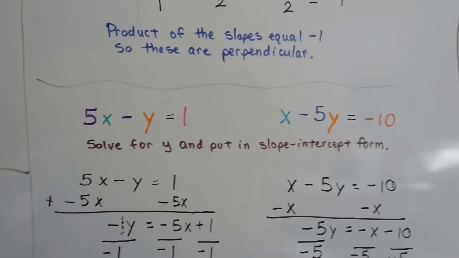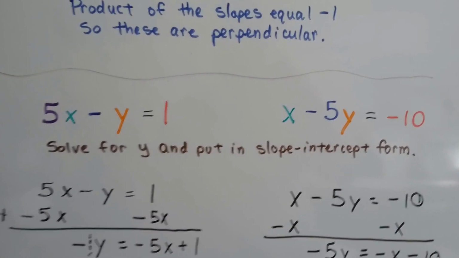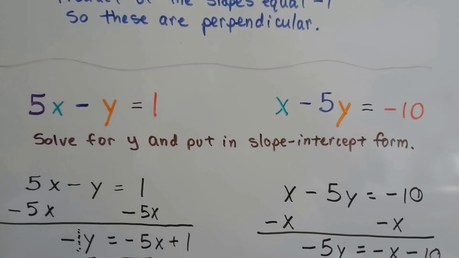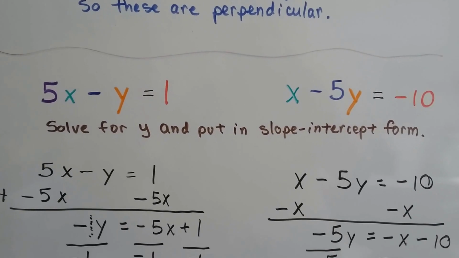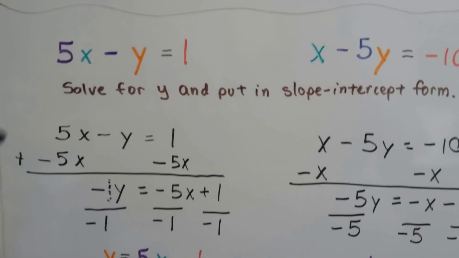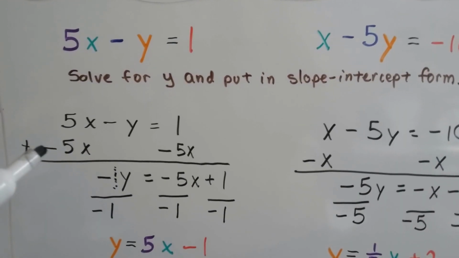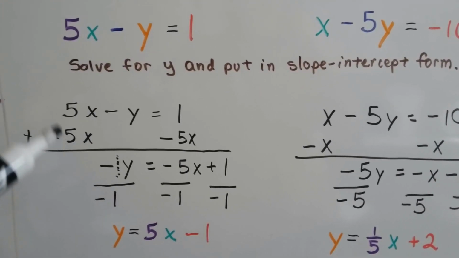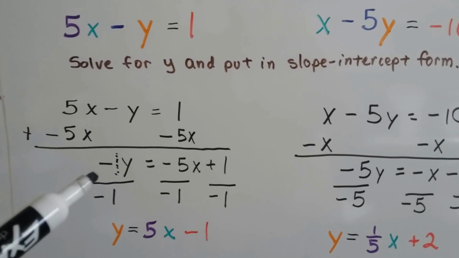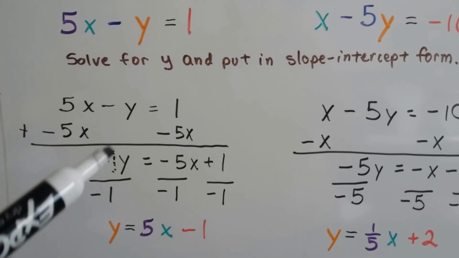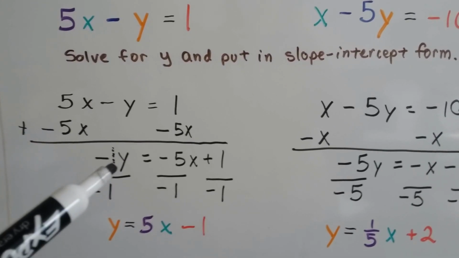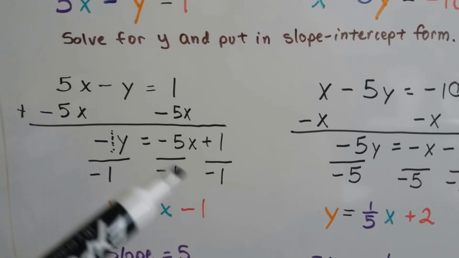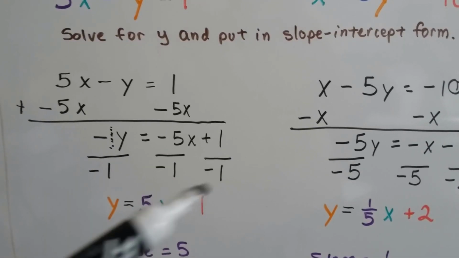And if they're perpendicular, this slope is going to be the negative reciprocal of that one, see? Let's look at this one. We've got 5x minus y equals 1, and x minus 5y equals a -10. We need to solve for y and put them in slope-intercept form. So for this first one, we're going to add a -5x to each side of the equation. That's going to eliminate this and make a 0 pair. Now we've got our buddy, the invisible 1 here, don't we? Remember, whenever there's no coefficient, there's really a 1 there. Well, that's going to help us when we divide each term here.